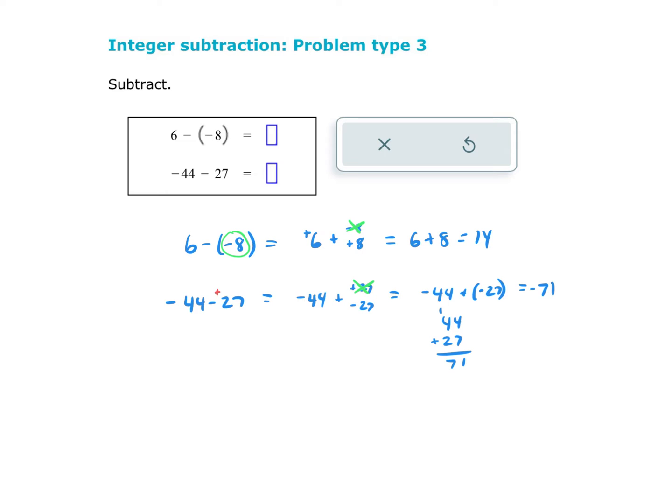And again, if you watched the very first video on integer subtraction, I said that subtracting numbers is really the same thing as adding the opposite. So remember, subtracting, we can change it to adding the opposite of what we're doing. So this is just going to become 6 plus +8, -44 plus -27, the opposite of +27.